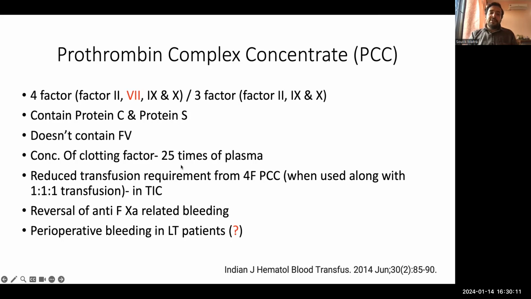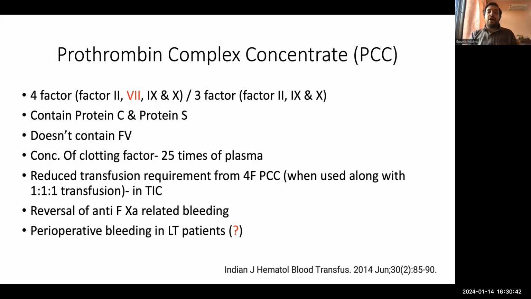What is its advantage? The most important advantage is that the concentration of these 4 clotting factors is 25 times that of plasma. So you require a smaller volume to supplement in this clinical scenario. Studies have found that when 4-factor PCC is used along with a 1:1:1 transfusion protocol, the standard transfusion protocol in major trauma and massive blood loss, it is associated with some reduction in the transfusion requirement, but not improvement.